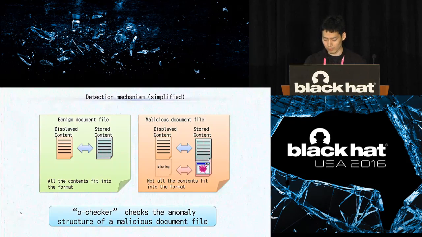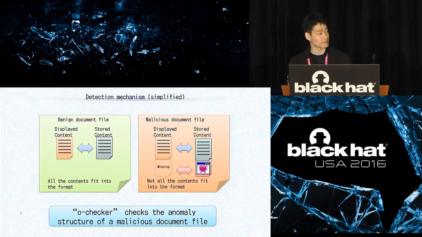In the case of malicious document files, executable files and decoy document files are forcibly pushed into the document file. But this extra data is not displayed by document processing software. So the malicious executable file is present in the stored content, but not present in the displayed content. This mismatch between the displayed content and stored content causes the deviations from file format specifications. O-Checker checks these deviations to detect malicious document files.